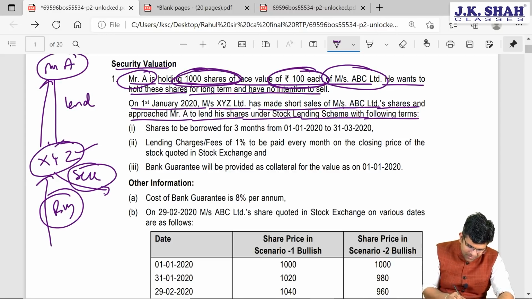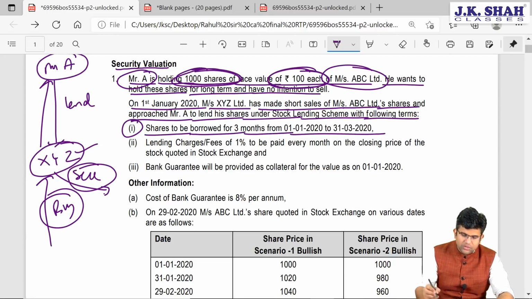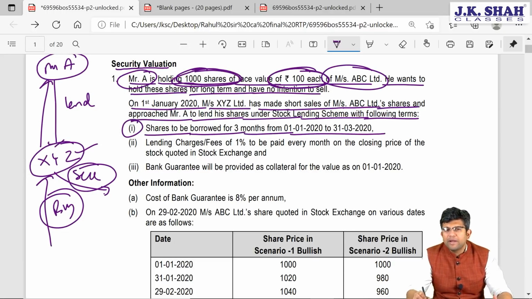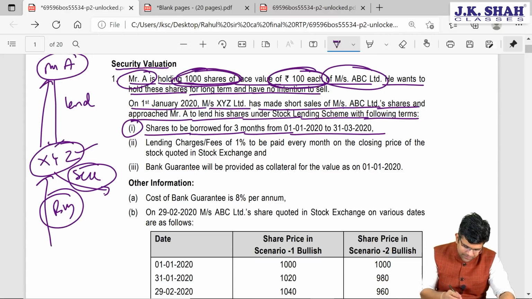Let's read ahead. Point number 1, shares are to be borrowed for 3 months. Therefore the borrowing period for which Mr. A is ready to lend the shares to XYZ is basically 3 months.